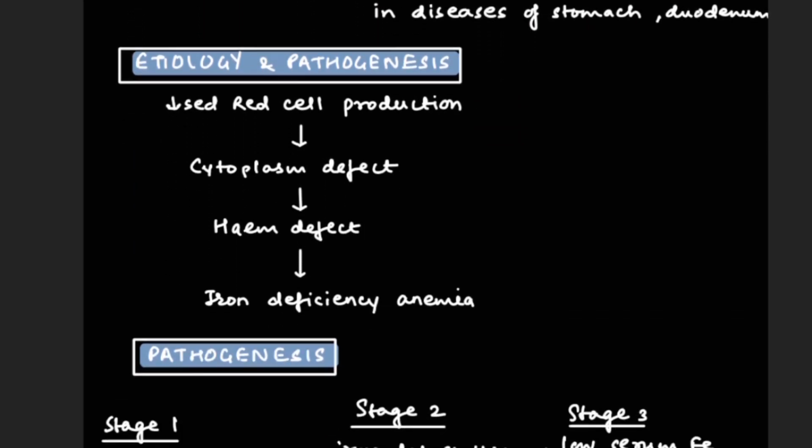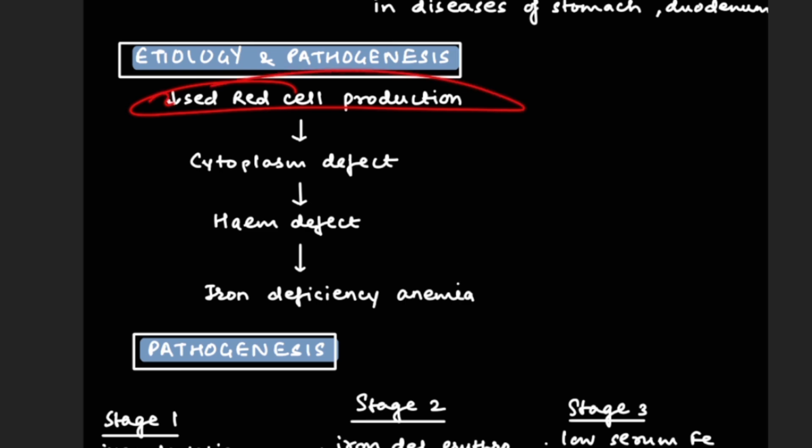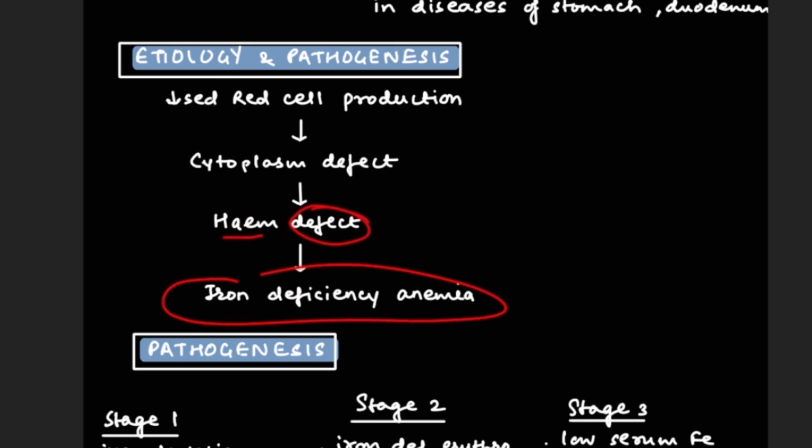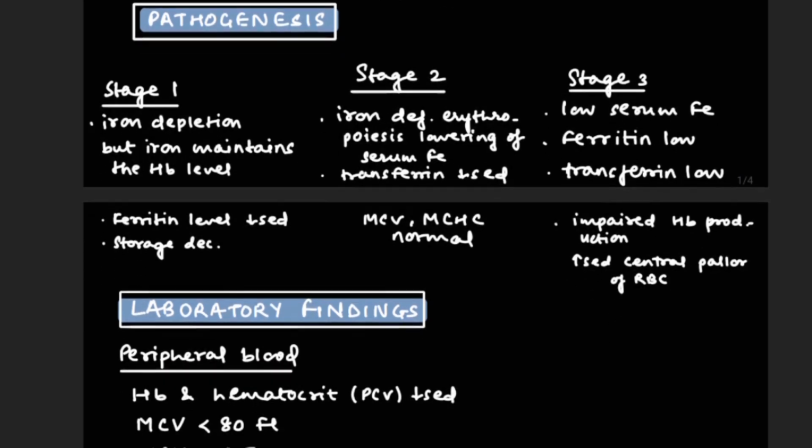Now we are going to see about etiology and pathogenesis. If there is decreased red cell production, then there will be a cytoplasm defect, so there will be a defect in the heme production, which will lead to iron deficiency anemia. Basically, in pathogenesis there are three stages. Stage 1 is iron depletion. Iron maintains the Hb level, and here the ferritin level gets decreased and storage will also get decreased.